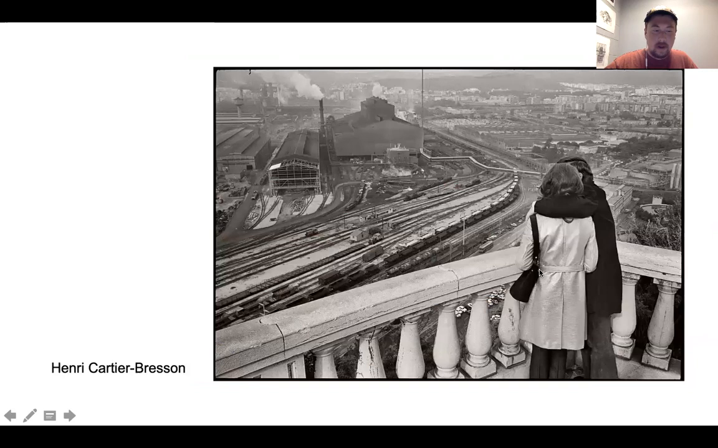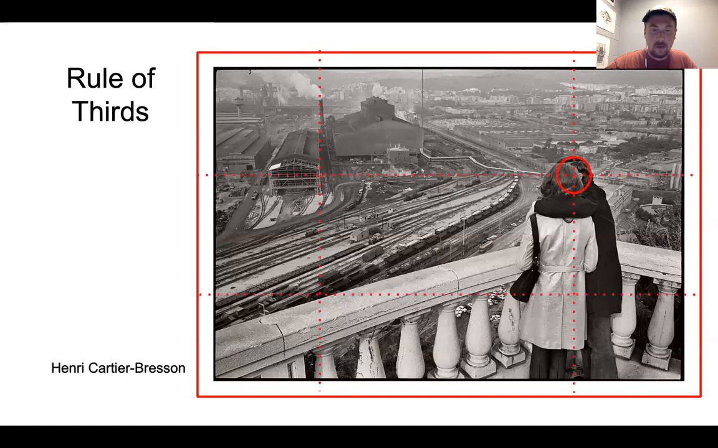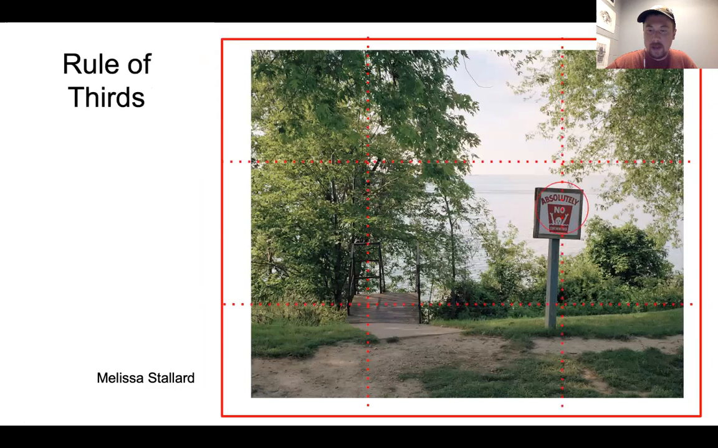Henri Cartier-Bresson image, rule of thirds happening here. You can even say that there's maybe some leading lines happening with railroad tracks, or even with this railing right here leading us to this couple. Melissa again, having rule of thirds within this image. And the more you look at images and start taking photographs yourself, you're just going to start seeing this naturally all the time.